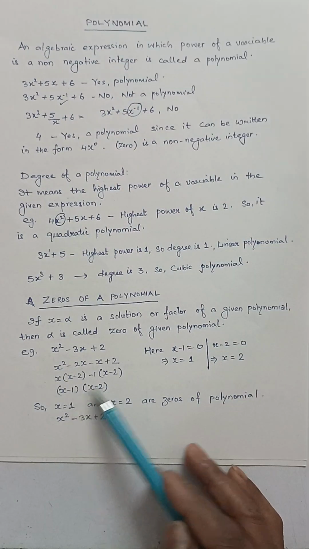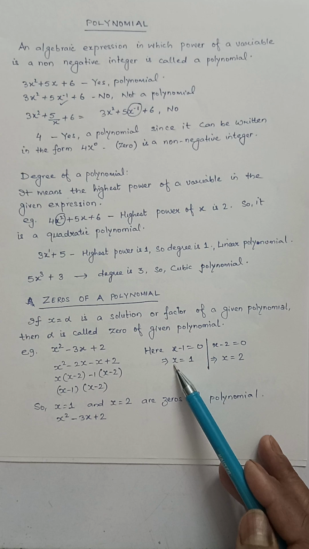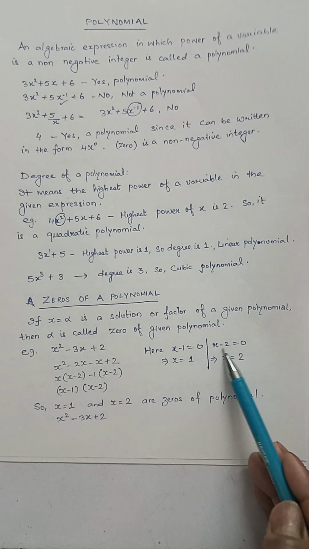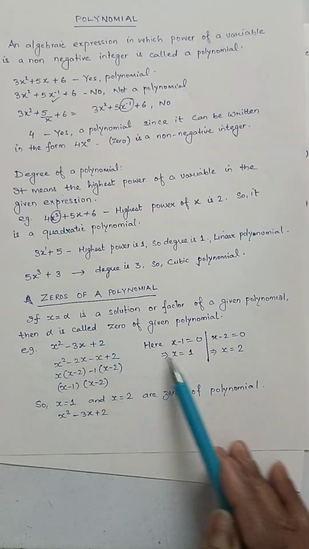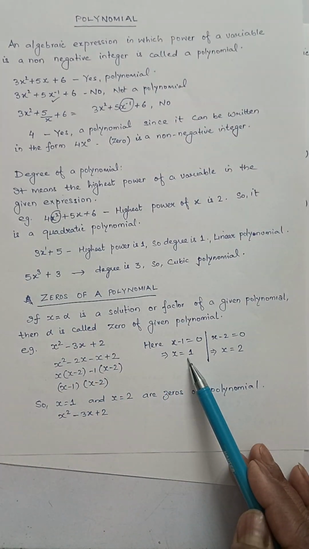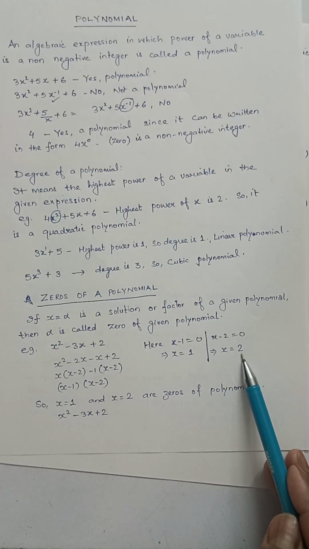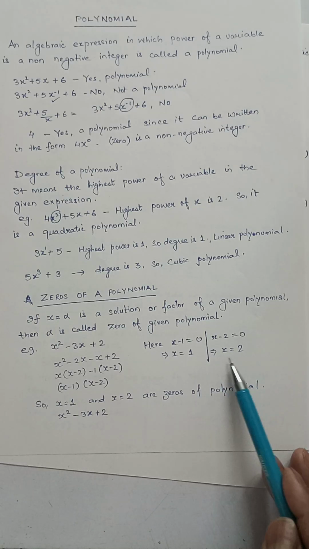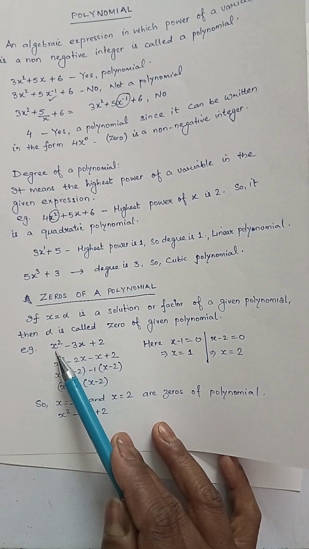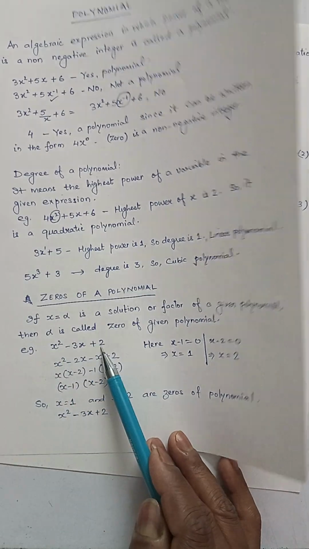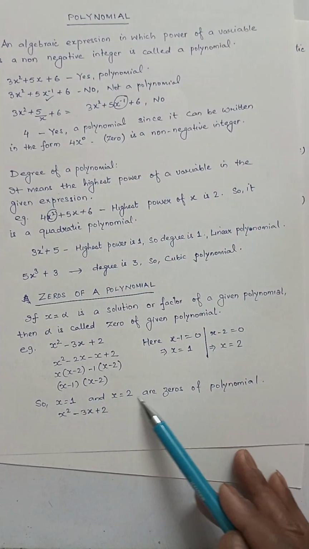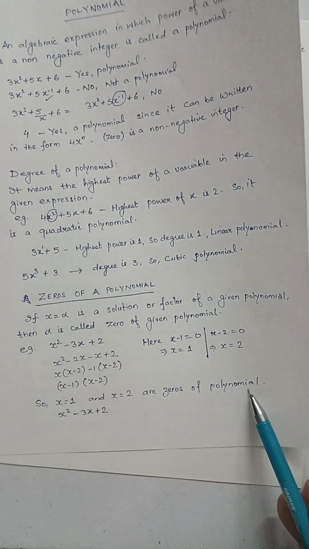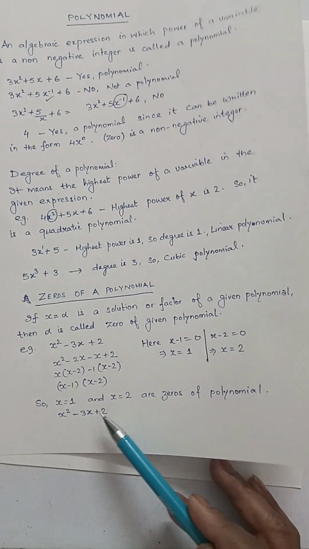Now, putting x - 1 = 0, we get x = 1, and x - 2 = 0, x = 2. These are the two values of alpha, which are the zeros. Here the zeros are alpha = 1 and alpha = 2. If you put alpha = 1 or 2 in the given expression x² - 3x + 2, you will get 0. So x = 1 and x = 2 are called zeros of the given polynomial x² - 3x + 2.